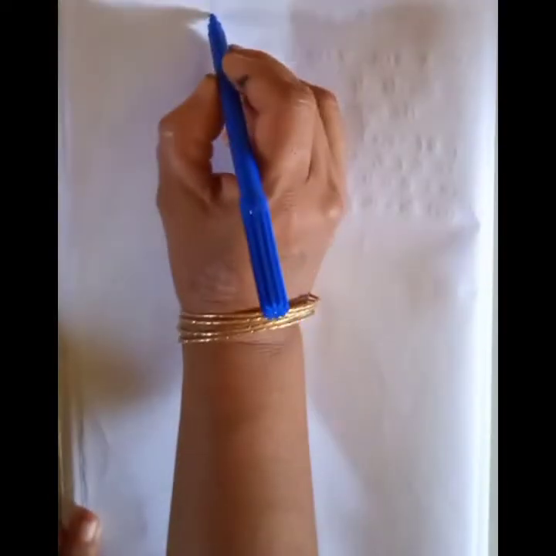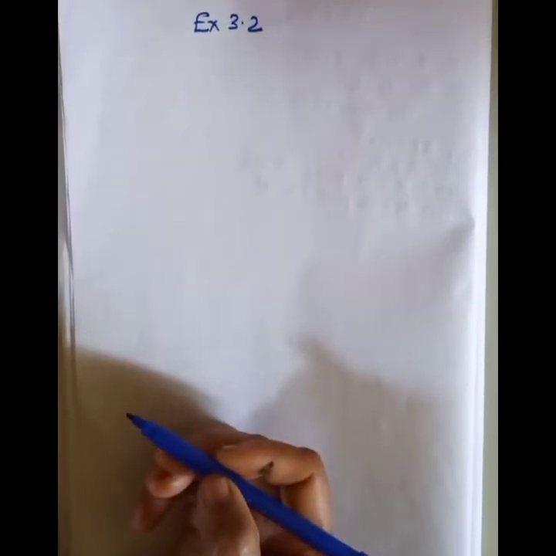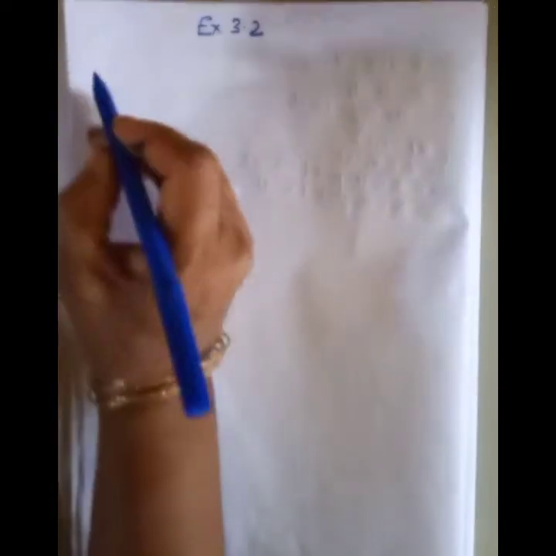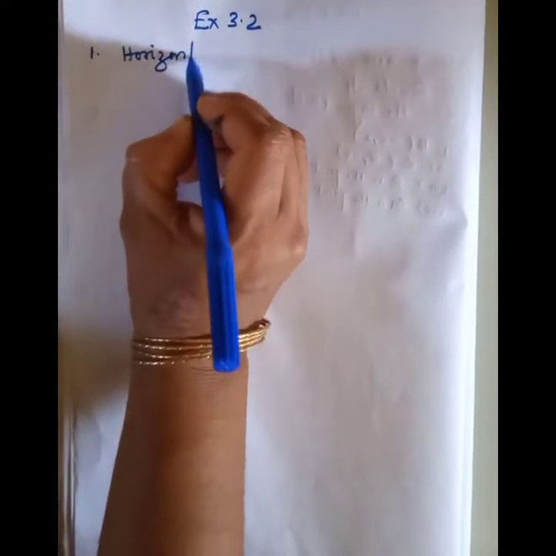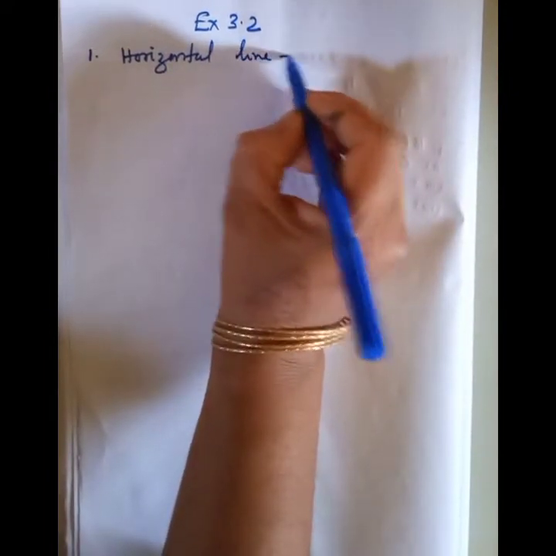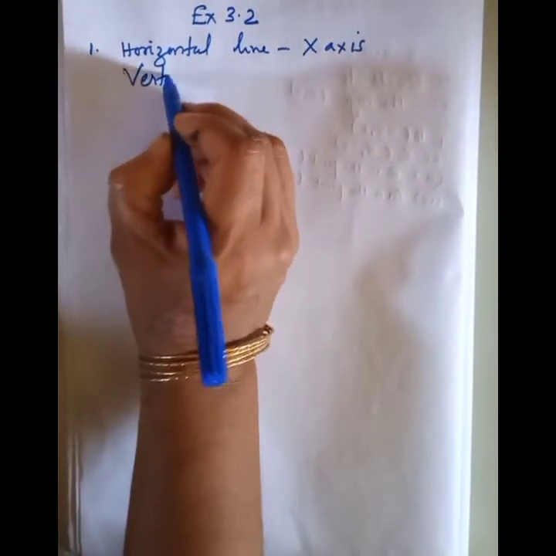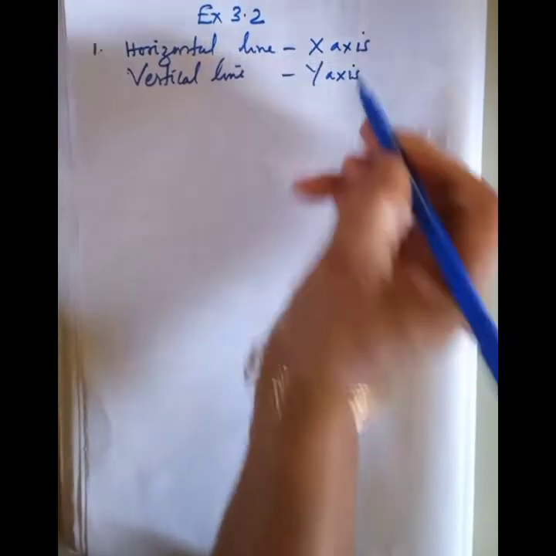Let us see exercise 3.2, children. See the first question. Write the answer of each of the following questions. What is the name of the horizontal and vertical lines drawn to determine the position of any point in the Cartesian plane? What is the horizontal line? The horizontal line we call the x-axis. And what is the vertical line? The vertical line is the y-axis. It is given in the introduction itself.